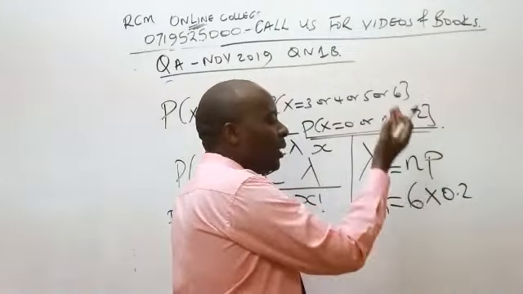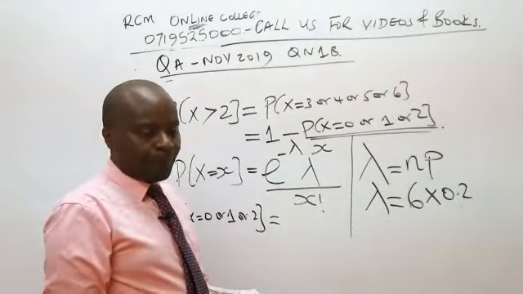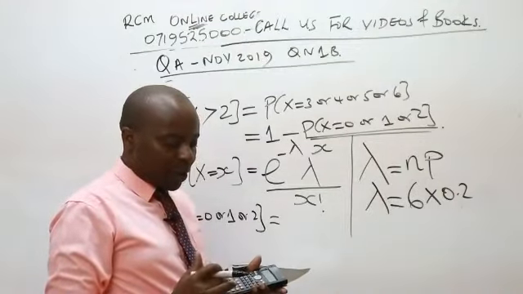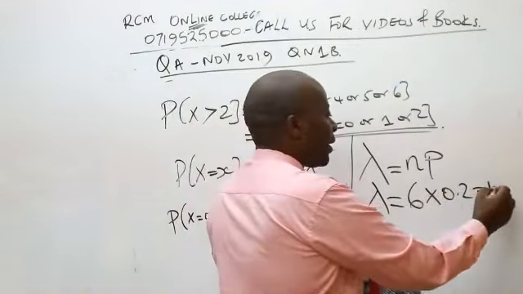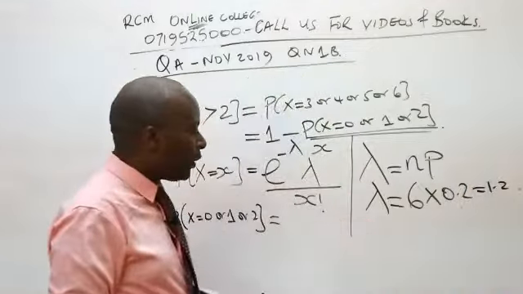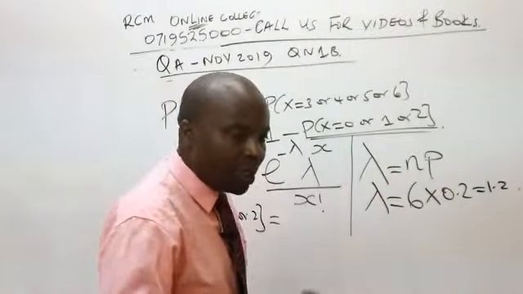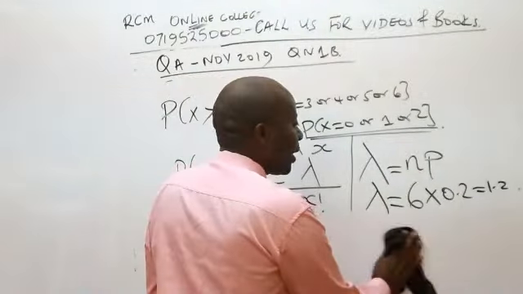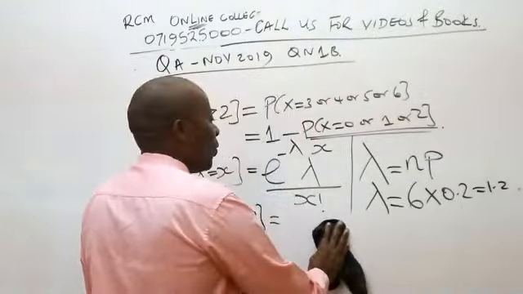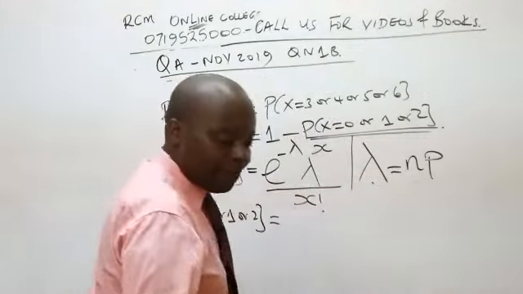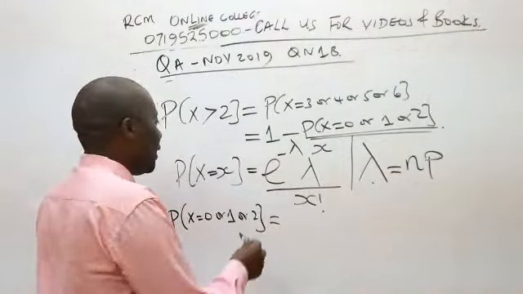If you recall, our P was 0.2. So 6 times 0.2 gives us 1.2. Once I have that, now I'll be able to apply this other formula very easily. Once I have my mean, I hope you have taken this down, now I will be able to get this.